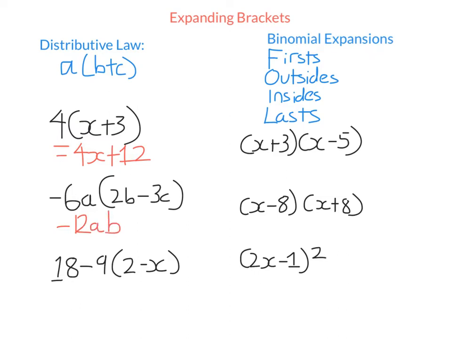And then minus 6a times minus 3c. Two negatives multiplied together give a positive. This will be positive 18ac.